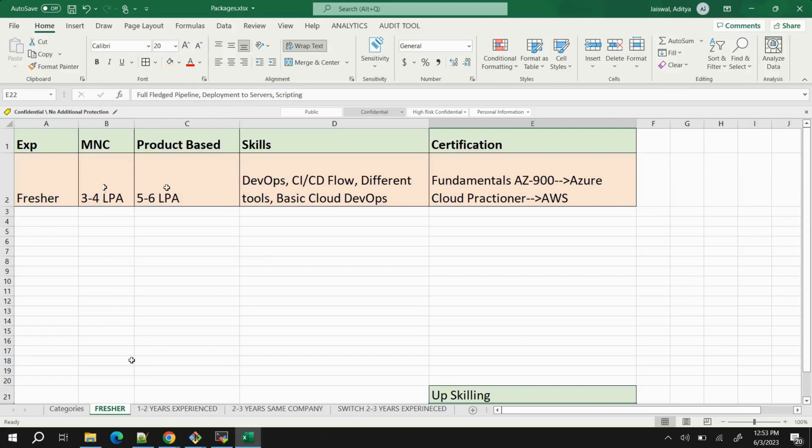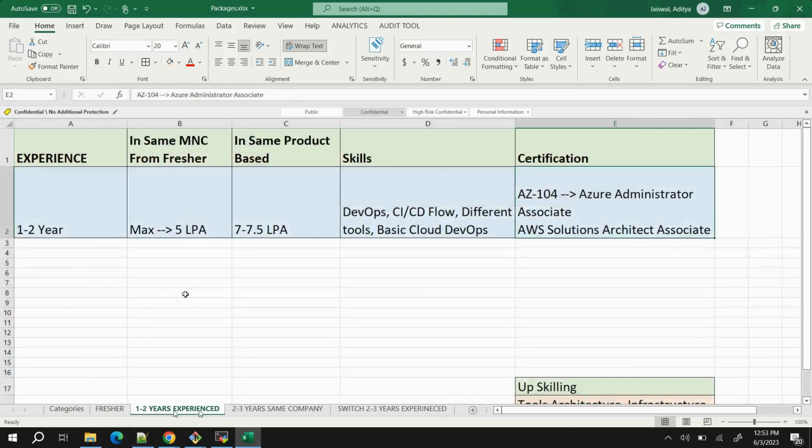And in product based companies, if you have 5 to 6, then you will get somewhere between 40 to 45 in hand. For 1 to 2 years experience, if the maximum package in an MNC is 5, you'll get somewhere around 30 to 35. And in product based, if you have a package of 7 to 7.5, you'll get around 50 to 55 in hand.